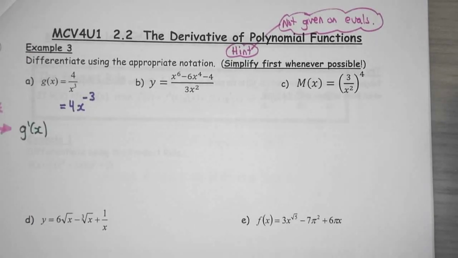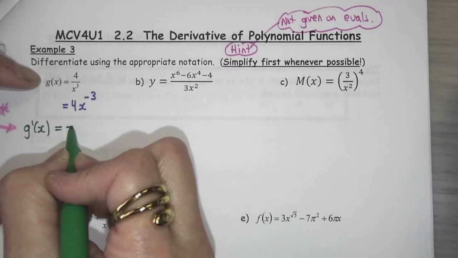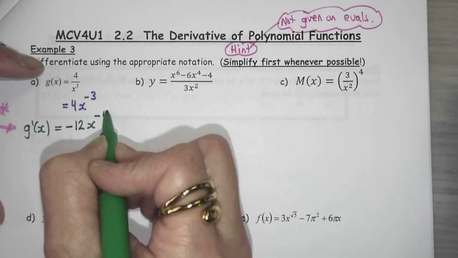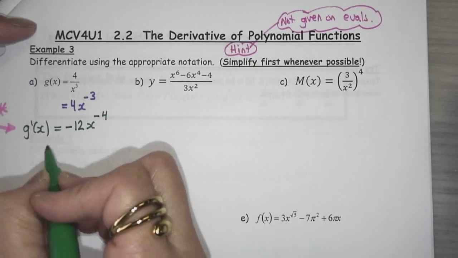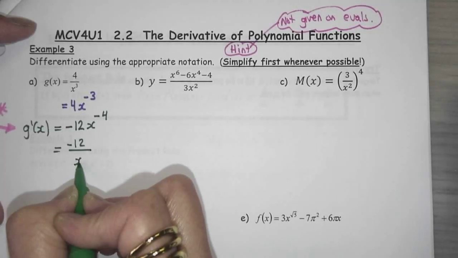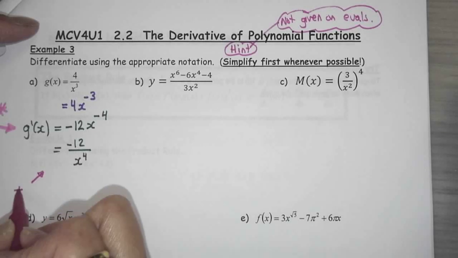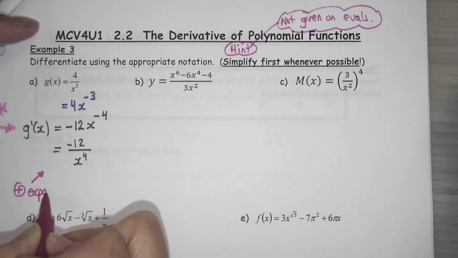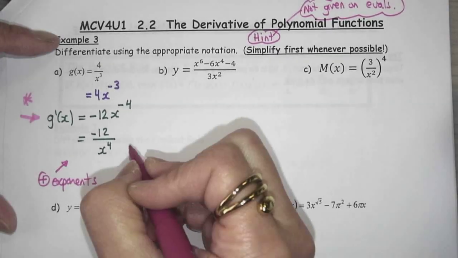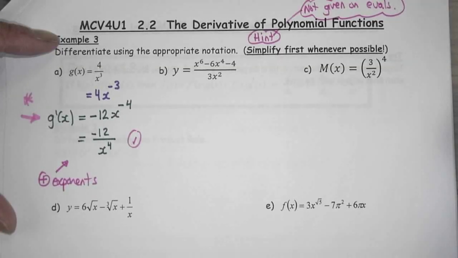So now when you do the derivative, the negative 3 goes in front. Negative 12, x to the negative 4. Do we leave it like that? Nope. So we go negative 12 over x to the 4. You have to leave it with positive. Always positive exponents. So make sure you finish it. So make sure, again, you did derivative on this step, not before.